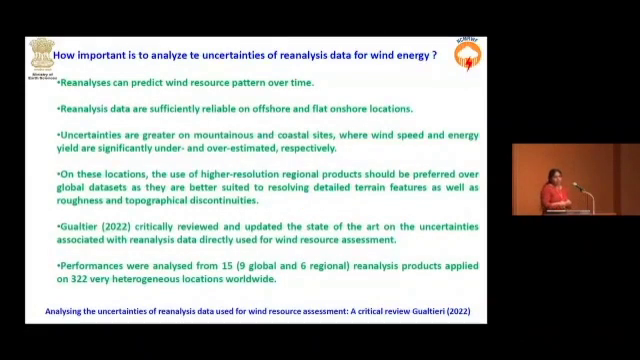So then, how important is it to analyze the uncertainties in the reanalysis data for wind energy? As we see, we need to do bias correction, as even on flat terrain it is overestimating, and sometimes underestimating. The reanalysis can predict wind resource patterns over time, and the data is sufficiently reliable on offshore and flat onshore locations, but the uncertainties are greater at mountainous and coastal sites, where wind speed and energy yield are significantly under- and overestimated respectively. So we have to remove the uncertainty over heterogeneous terrain like mountains and coastal sites. At these locations, high-resolution regional products should be preferred over global data sets, as they are better suited to resolve detailed terrain features.